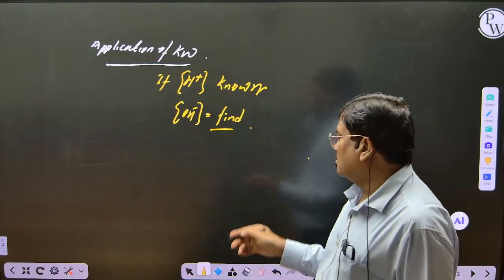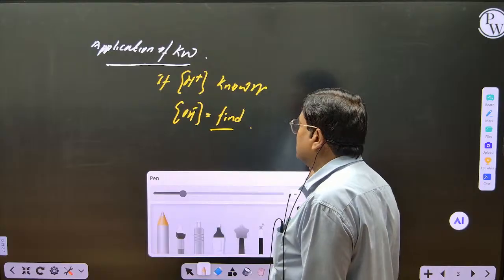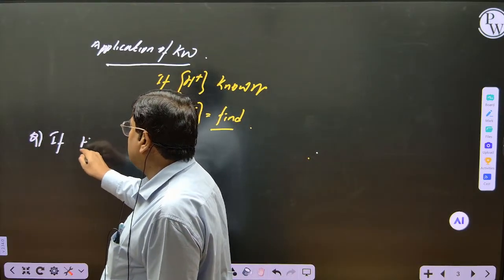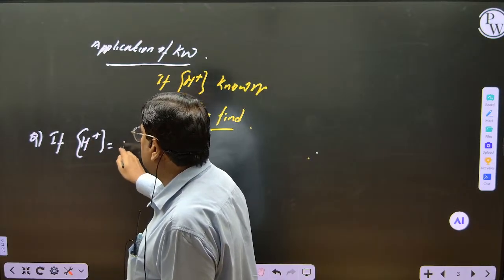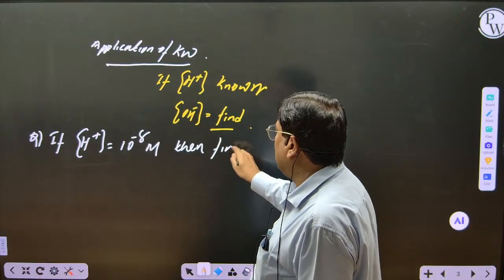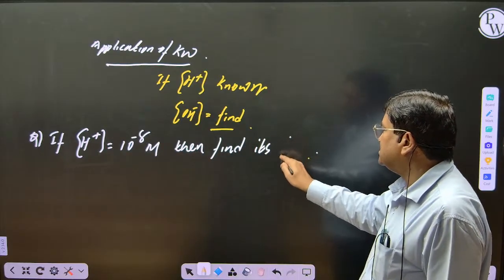So see, how did we do any question on this? Write one question. If H plus ion concentration is 10 power minus 8 molar, then find its OH minus ion concentration.